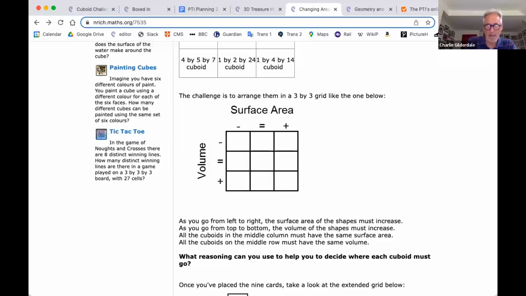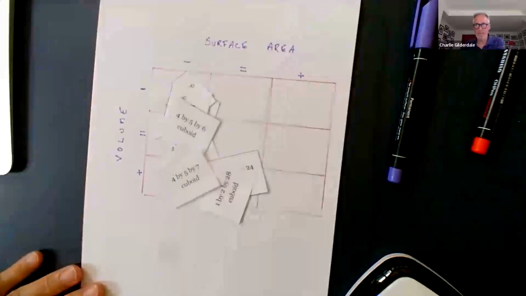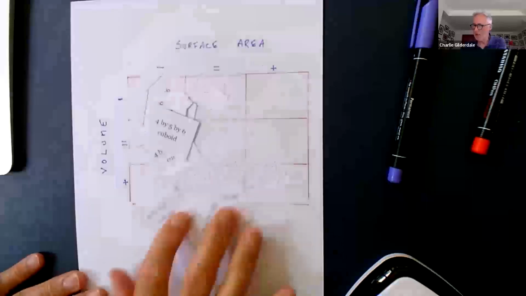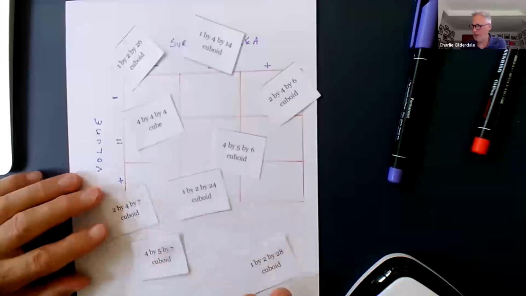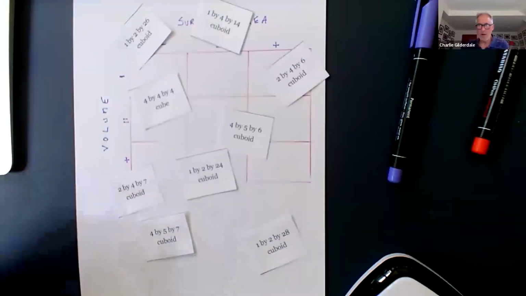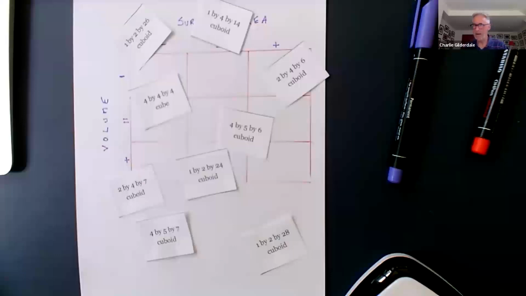So I've prepared a table for you, and I'm going to share. Let's have a look. Where is this? Here we are. So I've got all 9 cards here for you. And the idea is you're going to have to figure out. So I don't know how you want me to lay this out, Alison.